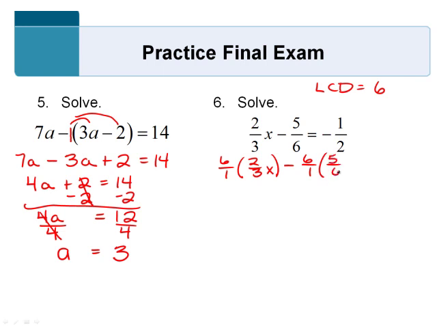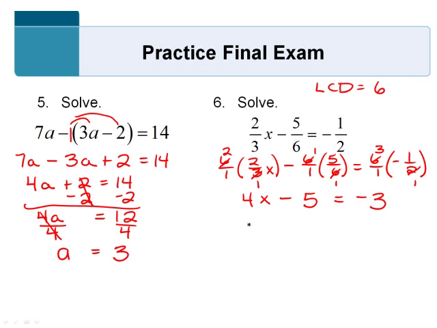6 over 1 times 5 over 6. And then 6 over 1 times that negative 1/2 on the other side. So on the first set of fractions, the 3 cancels to 1, and 3 goes into 6 2 times. So we have 2 times 2 would be 4x. Bring down the minus sign. On the second set, the 6's cancel to 1, so 1 times 5 is just 5. And on the right-hand side of the equation, if we cancel by 2, you're going to have 3 left at the top, times a negative 1 would be negative 3.